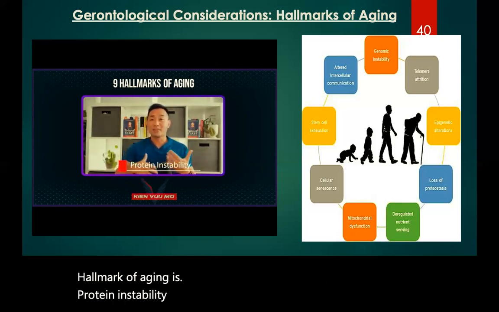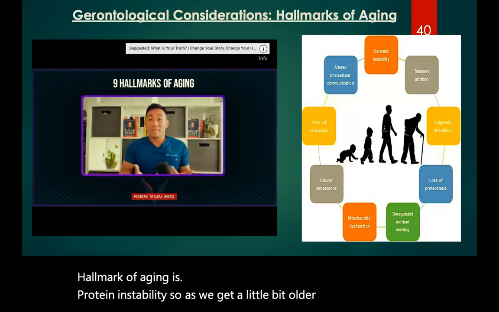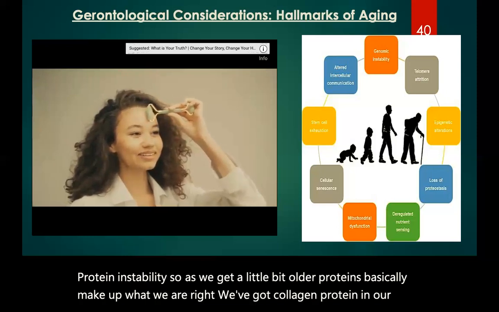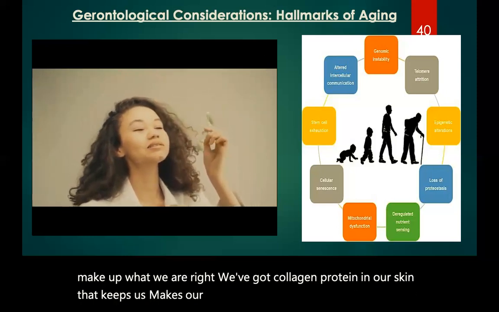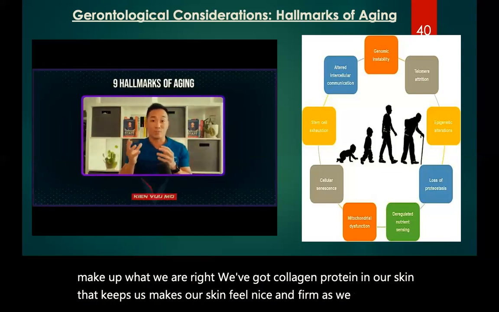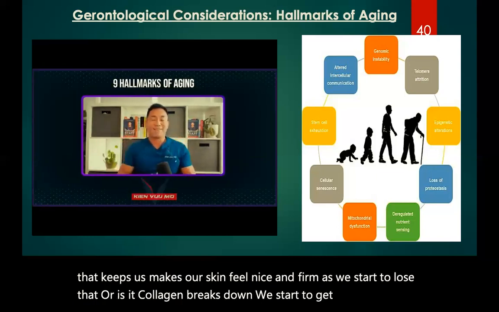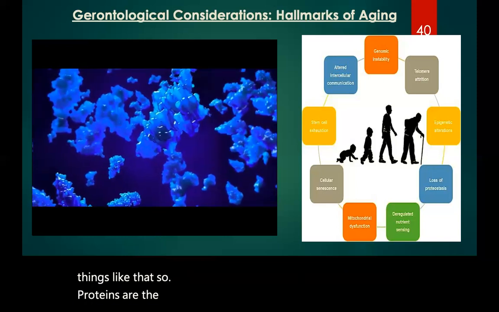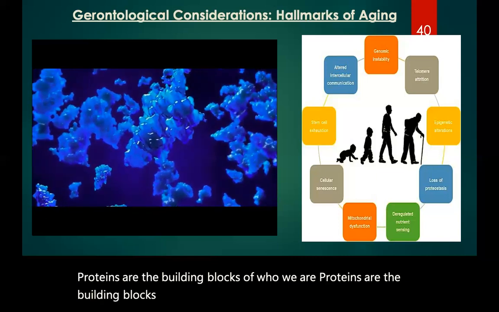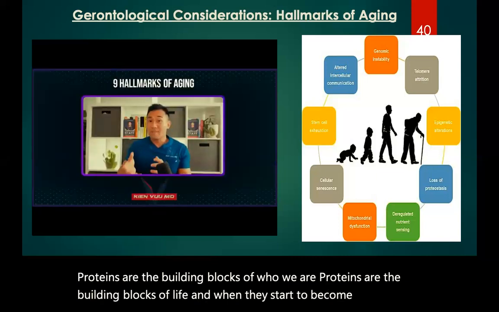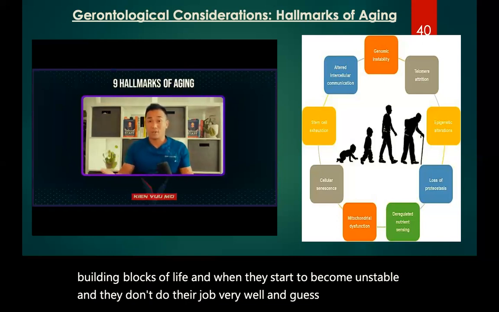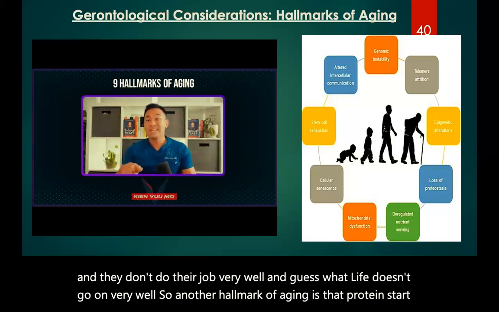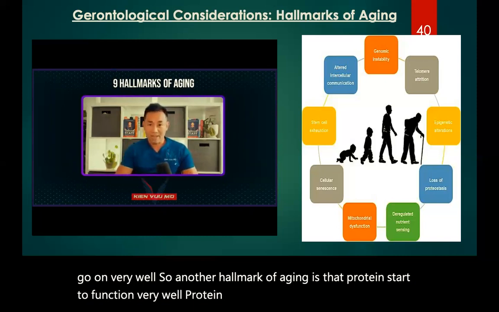As we get a little bit older, proteins basically make up what we are, right? We've got collagen protein in our skin that makes our skin feel nice and firm. As the collagen breaks down, we start to get wrinkles and things like that. So proteins are the building blocks of who we are. Proteins are the building blocks of life. And when they start to become unstable and they don't do their job very well, guess what? Life doesn't go on very well. So another hallmark of aging is that proteins stop functioning very well. Protein instability, another hallmark of aging.